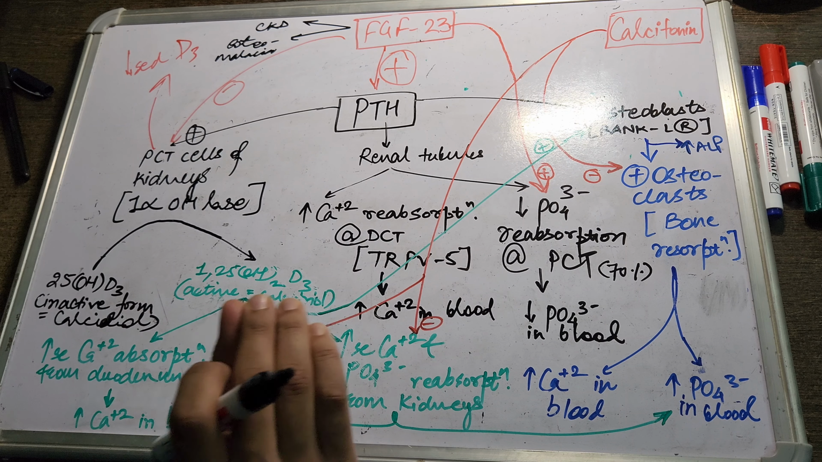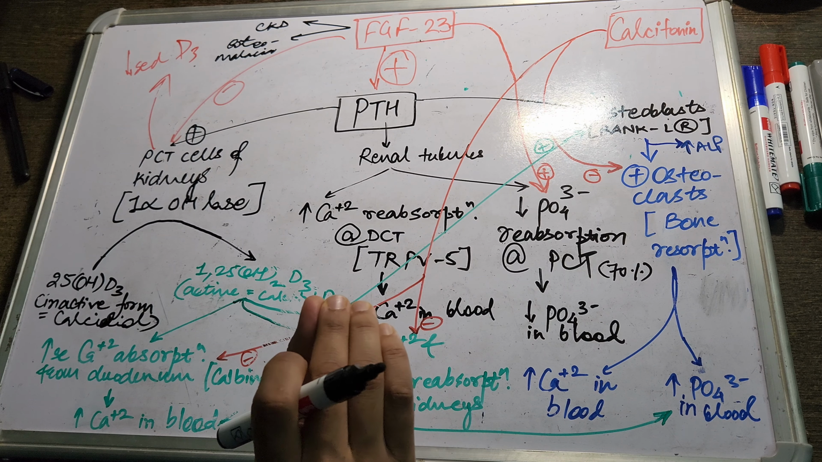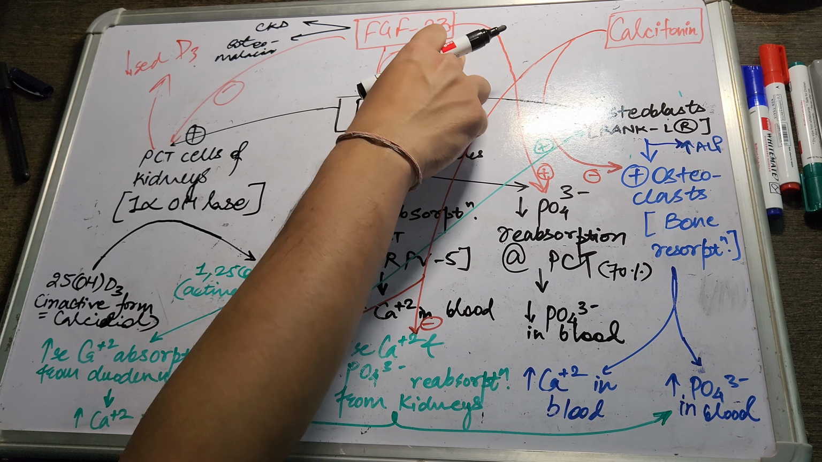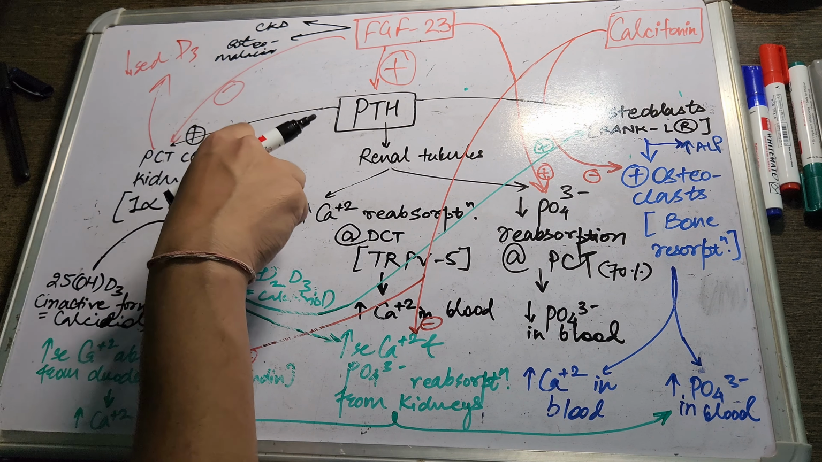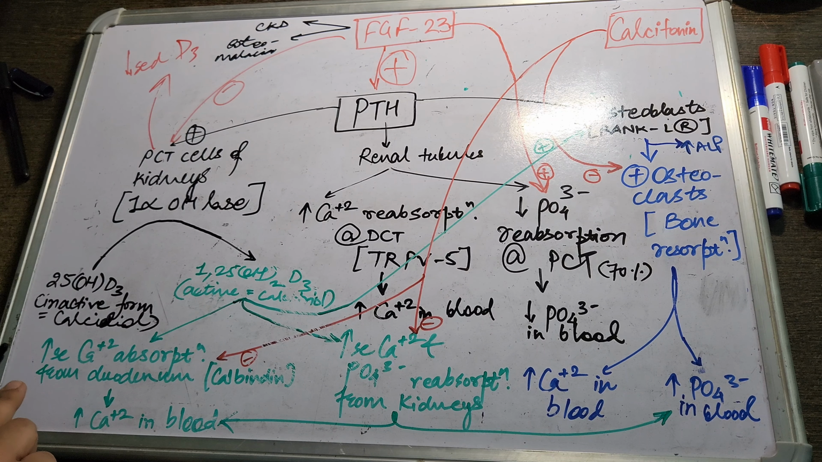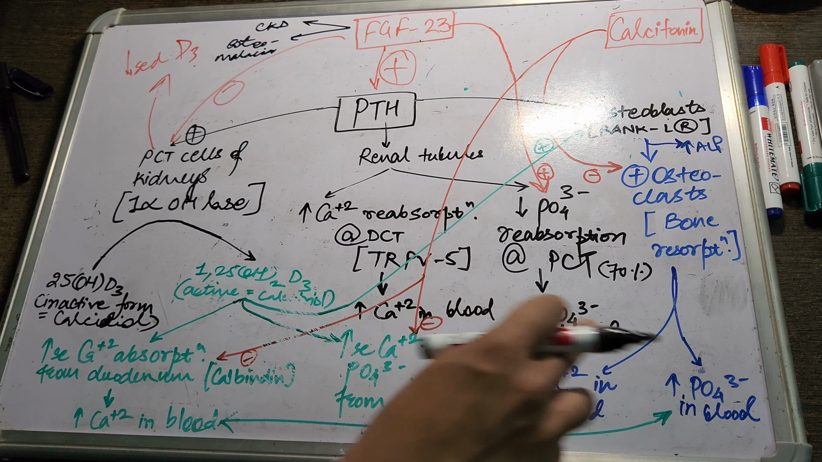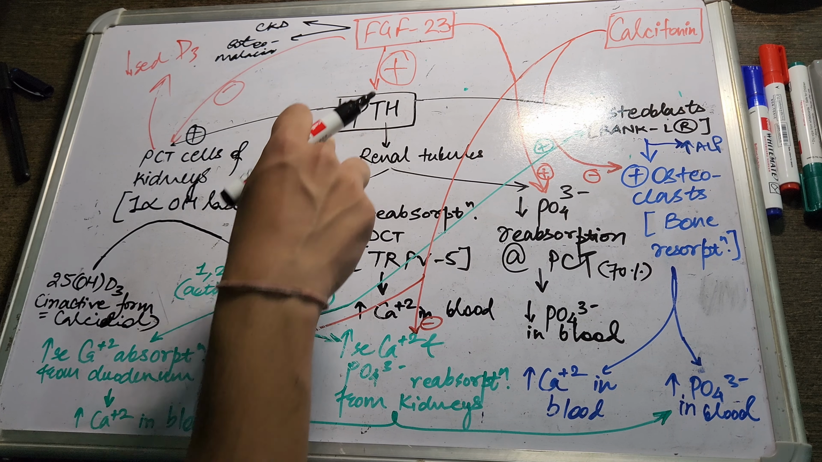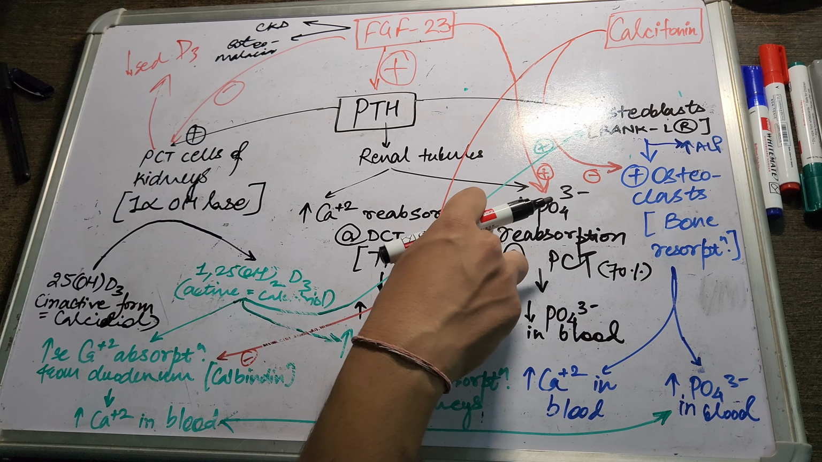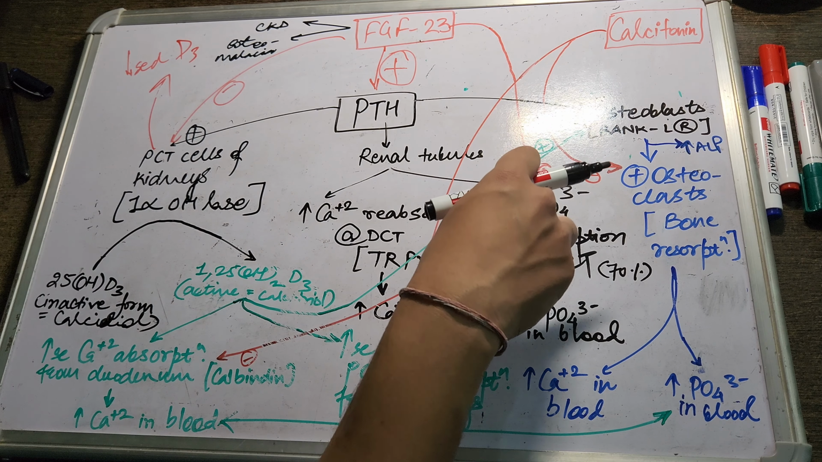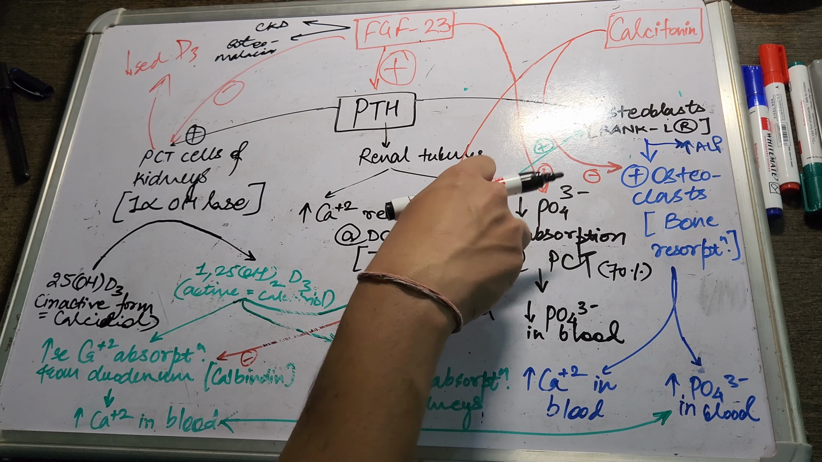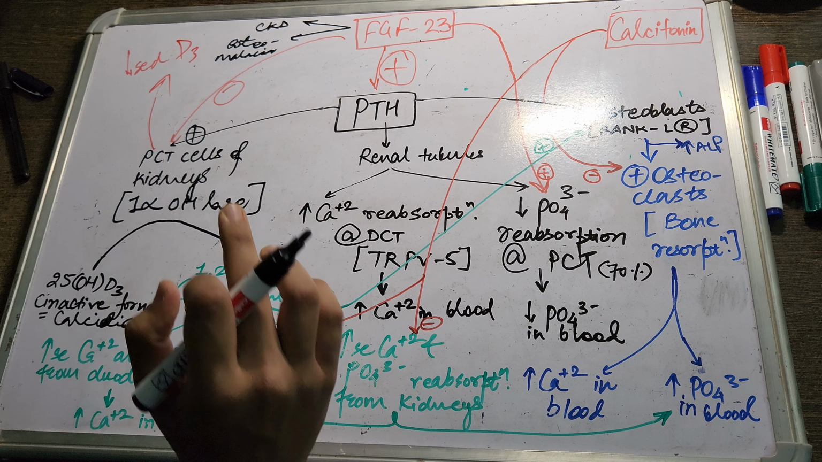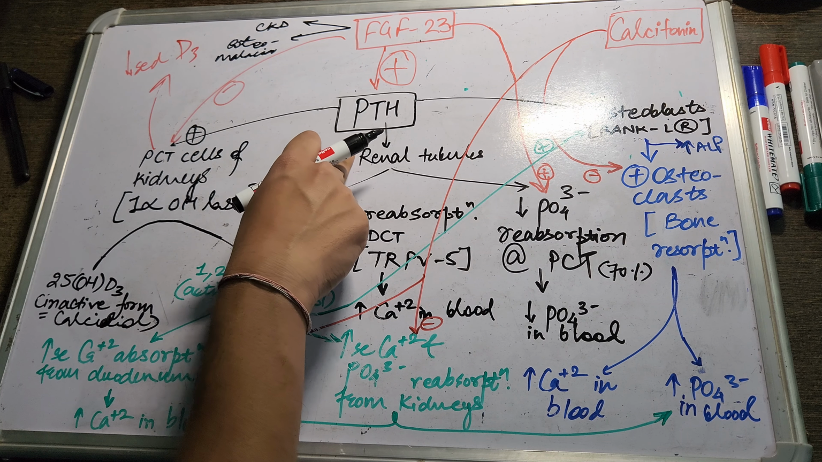Now coming, what are the ultimate changes in the blood level concentration of calcium and phosphate with the help of FGF-23? We see FGF-23 is inhibiting D3. So opposite of D3 action, decrease in calcium and decrease in phosphate. Again, it is acting like PTH. So increase in calcium, decrease in phosphate. And another action is direct decrease in phosphate concentration. So we can say that FGF-23 is just acting like parathyroid hormone.